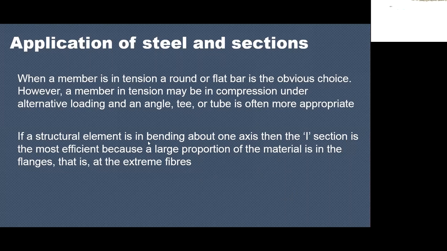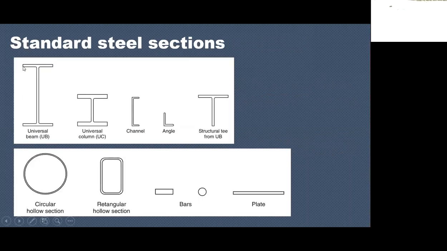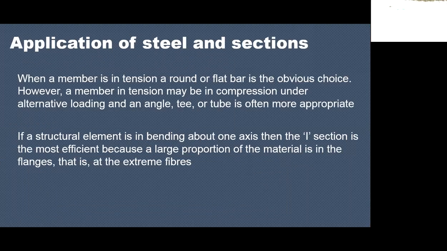Now if a structural element is bending about one axis, then an I section is the most efficient, because a large proportion of the material is in the flanges, that is, in the extreme fibers. You can see here the flange is thicker than the web. Generally in a beam, the flange is thicker than the web, because we want to keep the mass away from the central axis. We'll discuss this further when we meet next Monday.